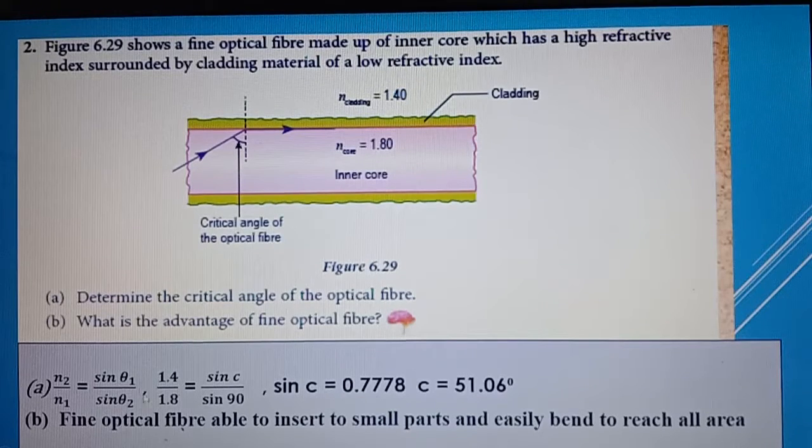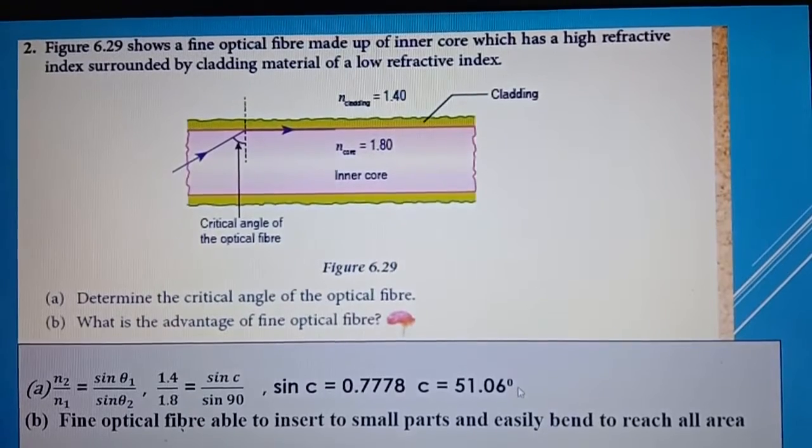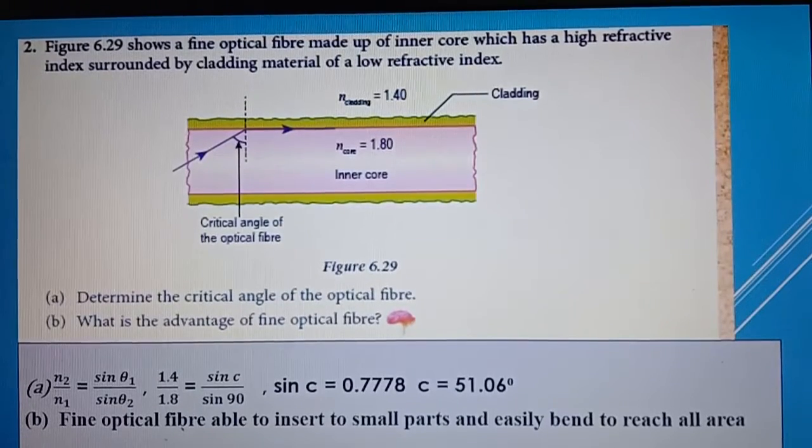So use Snell's law, n2 over n1 equals sin θ1 divided by sin θ2. So if we find sin C equals 0.7778, then we get C equals 51.06 degrees. Okay. So a fine optical fiber is able to be inserted into small parts and easily bent to reach all areas. That's the advantage of fine optical fiber.